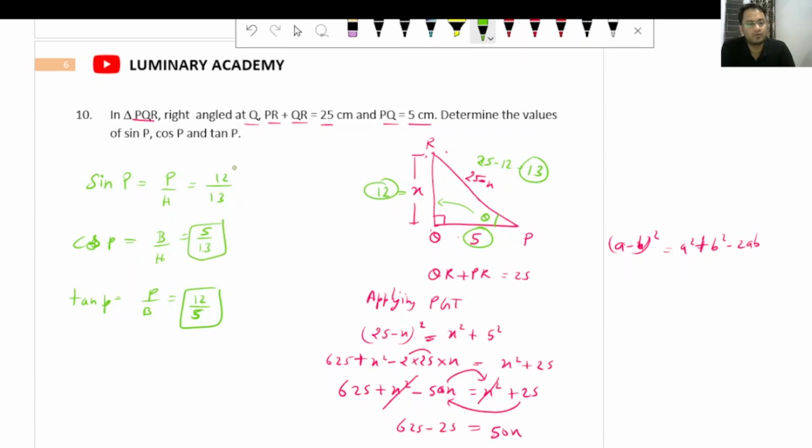So I hope you got this question, students. The basic twist was, you need to take one of the values as x.